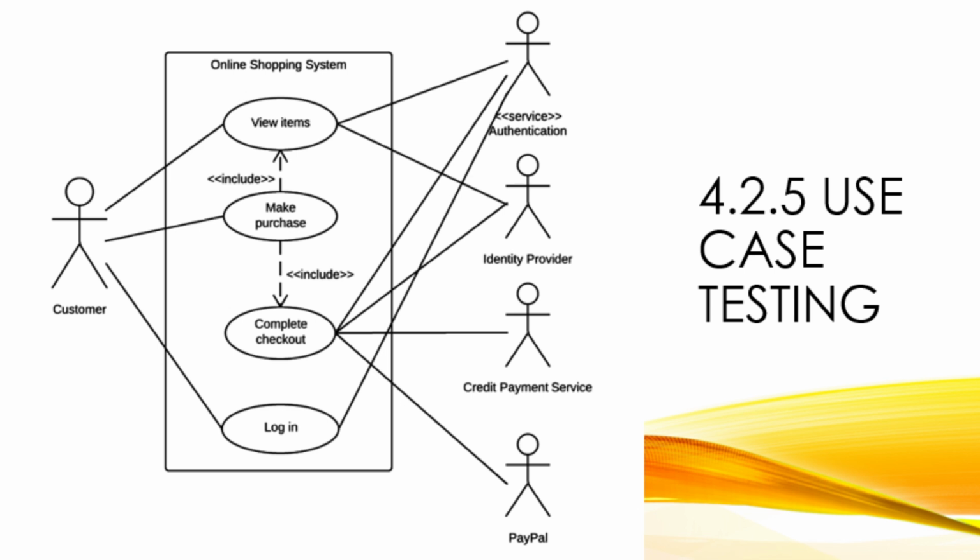In the system, for example, we have an online shopping system. The customer interacts with the system. It can view the items, can include items, can make purchases from the system, can complete checkout. In this process, the system interacts with services for authentication, for identity provider, for credit payment services. So it interacts with third party services to get the payment from payment providers.